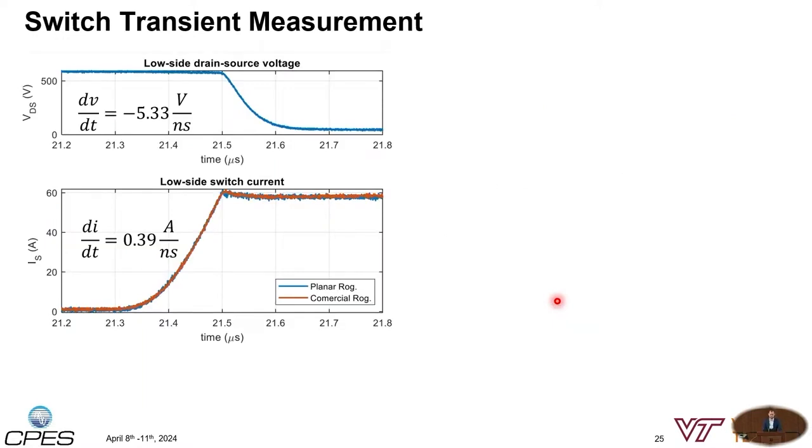What you see in the top left is the turn-on switching transient of our planar Rogowski coil, where we had the double pulse test measurements at 600 volts and a current of 60 ampere. Also, the switch transient time itself was fairly large. So we have a dV/dt of minus 5.3 volts per nanosecond and a small di/dt of 0.39 ampere per nanosecond. What you can see is that the planar Rogowski coil as well as the commercial Rogowski coil current measurement overlap almost perfectly.